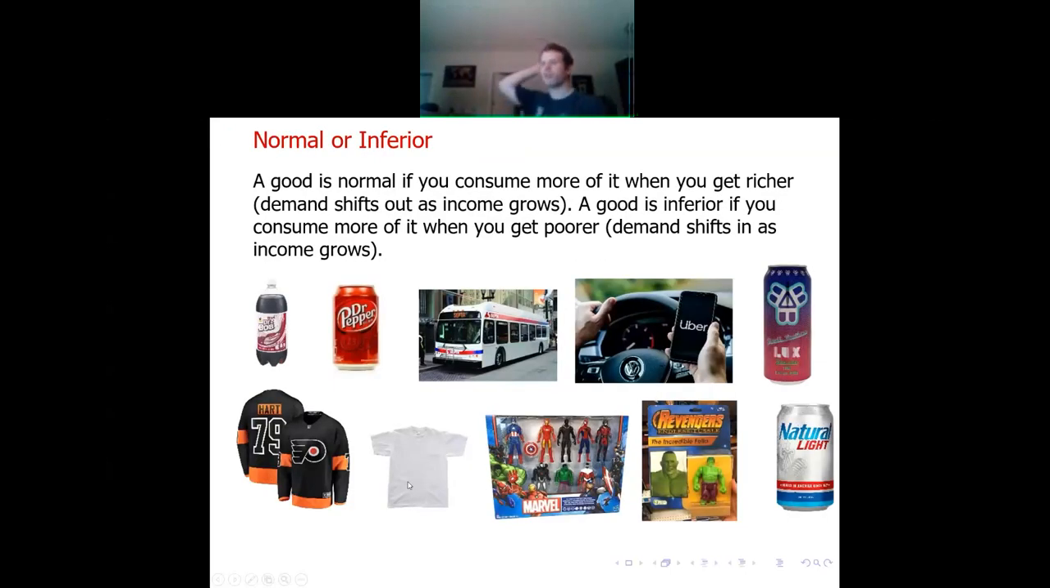Okay, normal or inferior. So when you get richer, you consume more of a normal good, so its demand shifts out. When you get poorer, you consume less of a normal good, so its demand shifts in. For inferior goods, when you get richer, you consume less. When you get poorer, you consume more. Okay, so a good is inferior if you consume more when you get poorer.